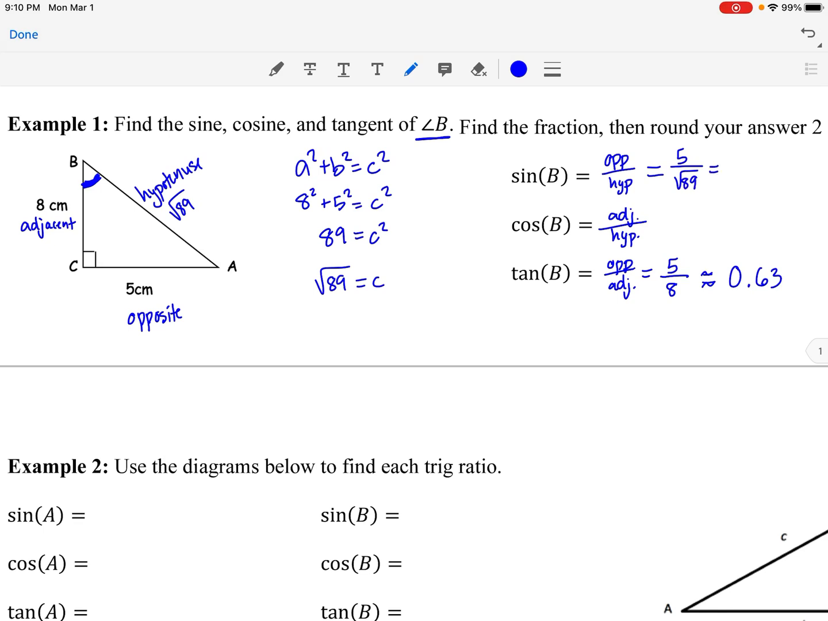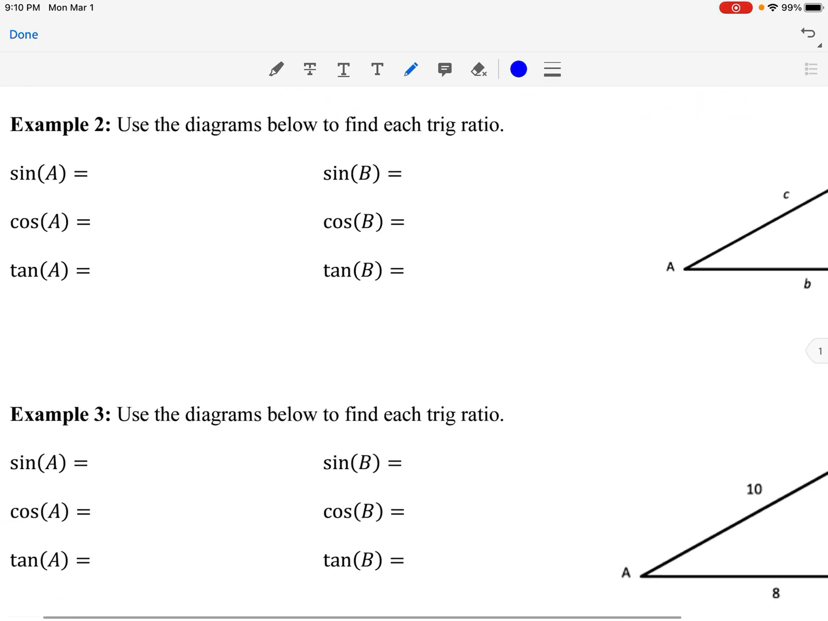Type that in my calculator: 5 divided by the square root of 89. And rounding to the nearest 2 decimal places, I get approximately 0.53. All right, adjacent over hypotenuse for my cosine. The adjacent is 8. My hypotenuse is the square root of 89. So again, type that in my calculator, rounding to the nearest, I always forget this, round to the nearest 2 decimal places gives me 0.85. So there we go. My focus angle was B every time. So that helped me identify adjacent, opposite, hypotenuse, so I could find my fractions and go from there.